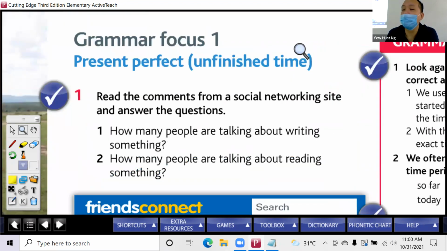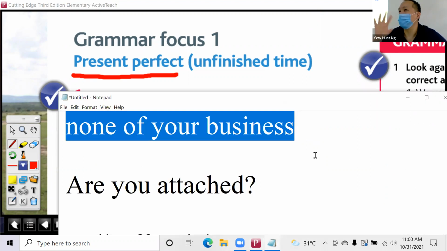Now, what is the present perfect? How do we use the present perfect? I will try and explain in English, okay? But when I see that you don't understand in English, then I will switch. I'll change to Chinese. This is to help you. Or I'll do a mix of English and Chinese just to make sure you can understand.